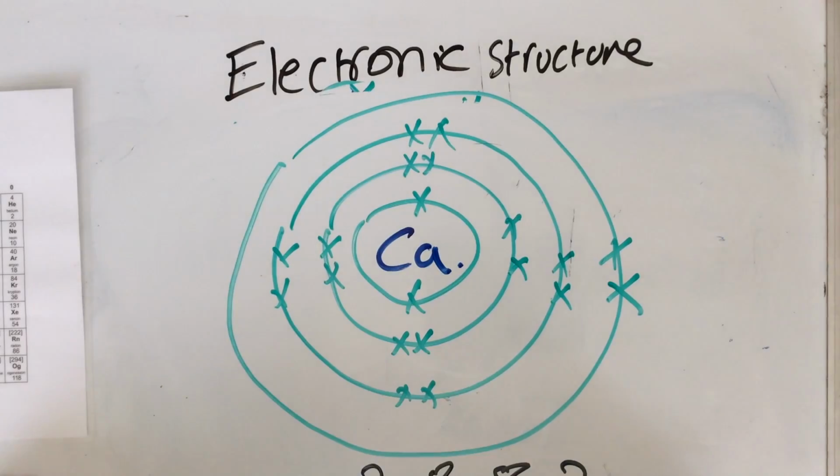I would like you to have a go at the electronic structures and doing the configuration for the first 20 elements on the periodic table. That's from hydrogen all the way to calcium. I've done 3 with you. See if you can do them on your own and check them.